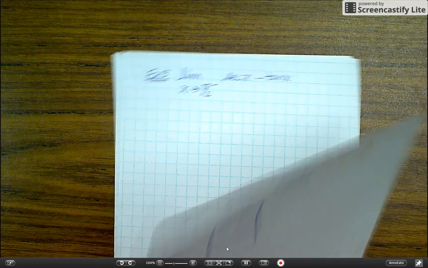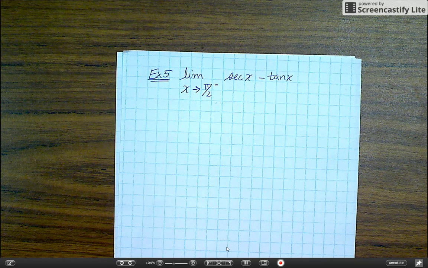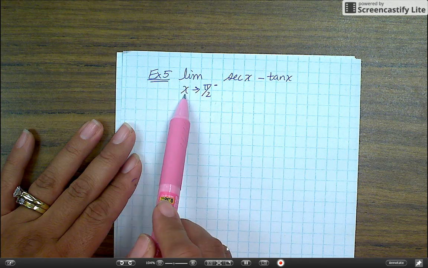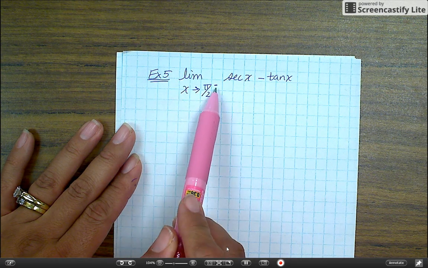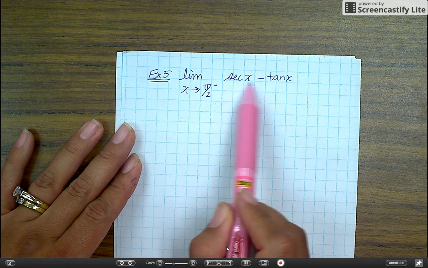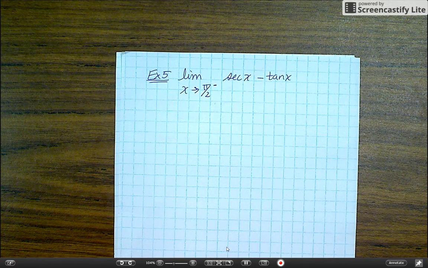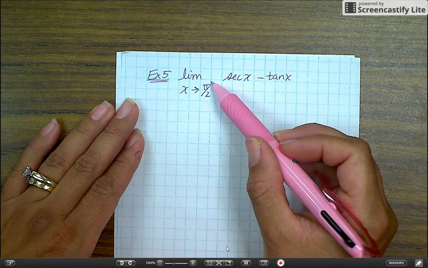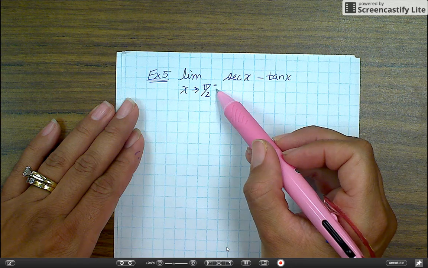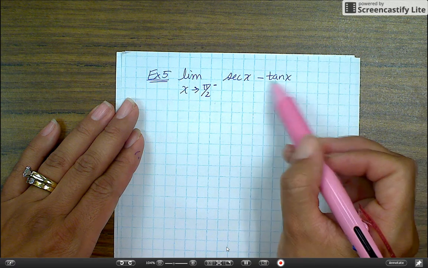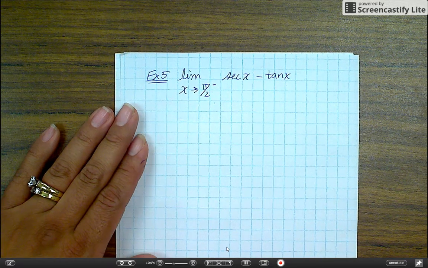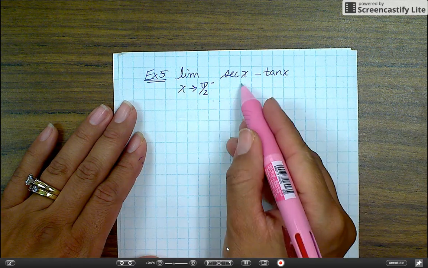Okay? All right. For our last example here is this expression. Limit as x goes to pi over 2 from the left of secant x minus tangent x. So we probably need to remember what our graphs look like because we're not talking about at pi over 2, but we're talking about as we approach pi over 2 from the left. Because actually, tangent of pi over 2 is undefined. So what we're going to do is recall the graphs of secant and tangent.